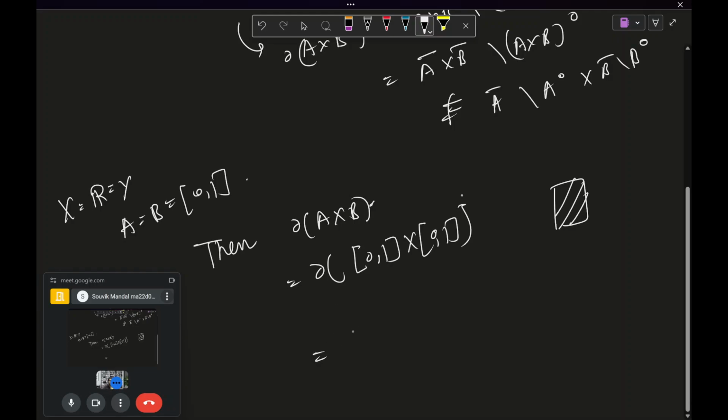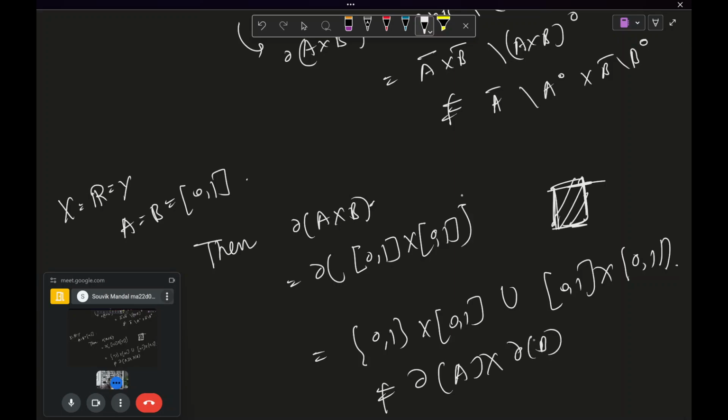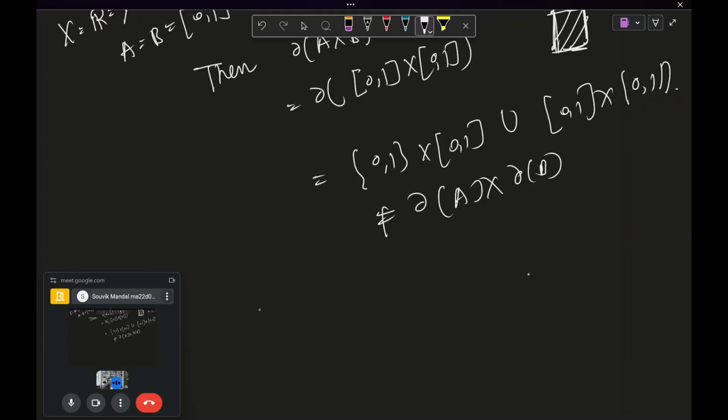This is equal to the union of {0,1} cross [0,1] and [0,1] cross {0,1}, because this portion and this portion need to be included. So of course this is not equal to boundary of A cross boundary of B, right? That's why it is not equal. But the correct statement is the following: the boundary of A cross B is equal to boundary of A cross closure of B, union closure of A cross boundary of B. You can try to prove it, and if you can't solve it, you can ask me in the next live session.